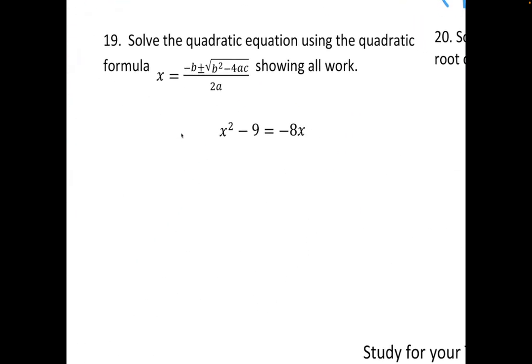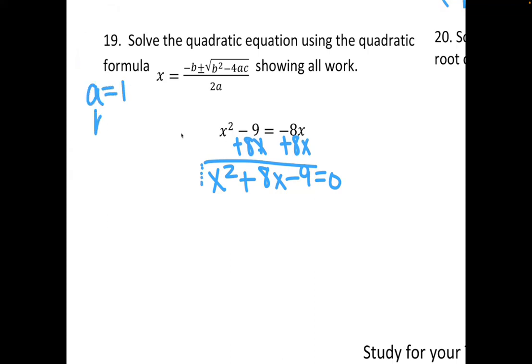All right, last two, quadratic function. So you have to identify your A, B, and C, but again, we're going to have to make sure everything is on the same side. None of these match. So we're just going to write it out. There is a 1 here. So my A is 1. My B is 8, positive 8, because I moved it over. C is negative 9.